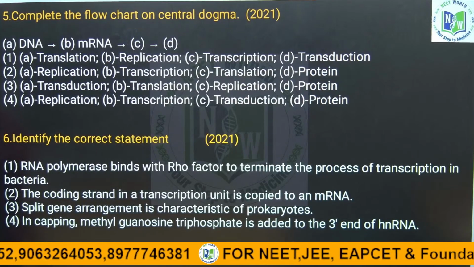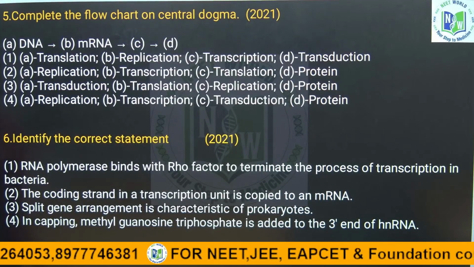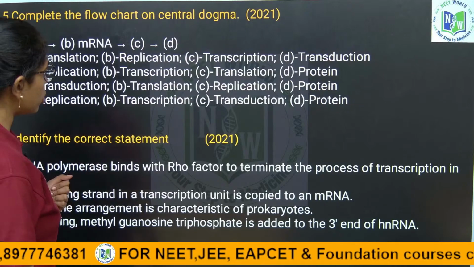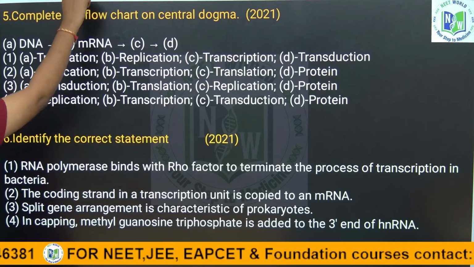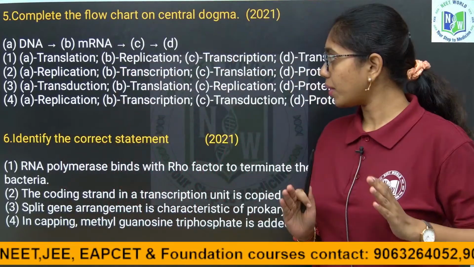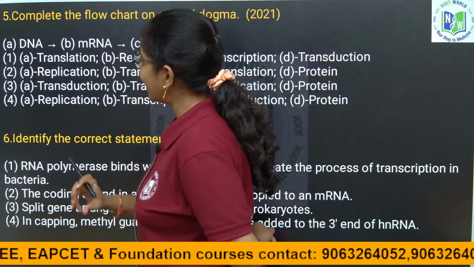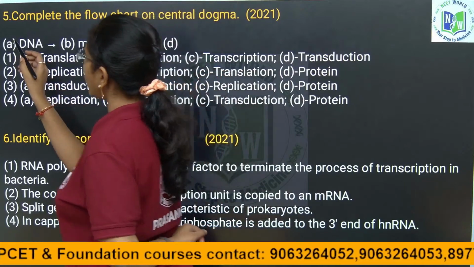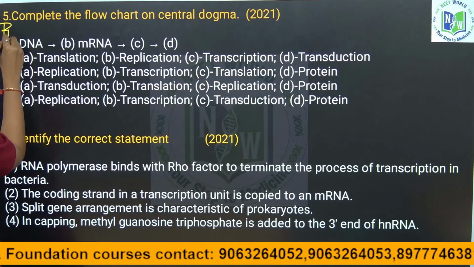Next, complete the flow chart on the central dogma of molecular biology. Who gave us the central dogma of molecular biology? Watson and Crick. Very important, you have to remember. First is DNA replication. So, A is what? A is replication.